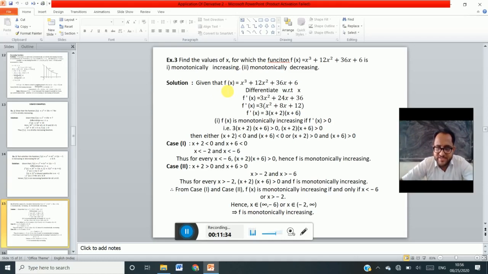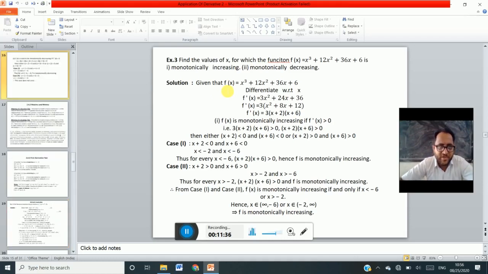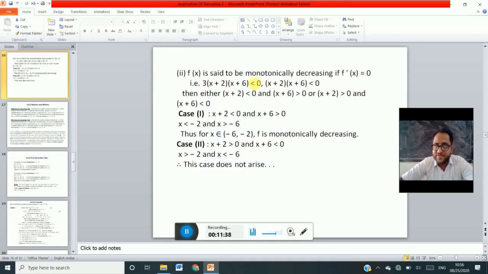Now see the second case. If the function is monotonically decreasing, then f'(x) is less than 0, not equal to 0, actually less than 0. So f'(x) is 3(x + 2)(x + 6), that is less than 0. Means (x + 2)(x + 6) is less than 0, right?